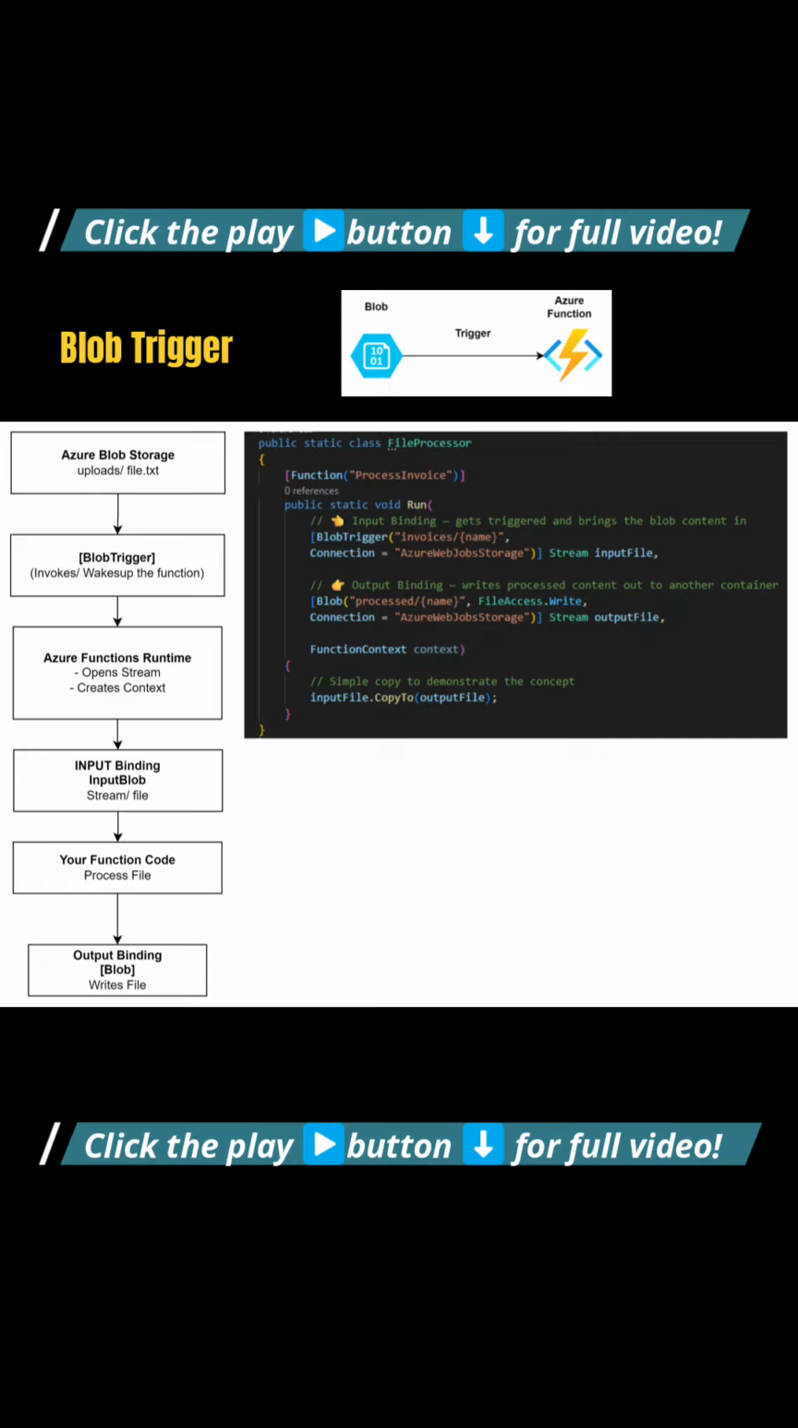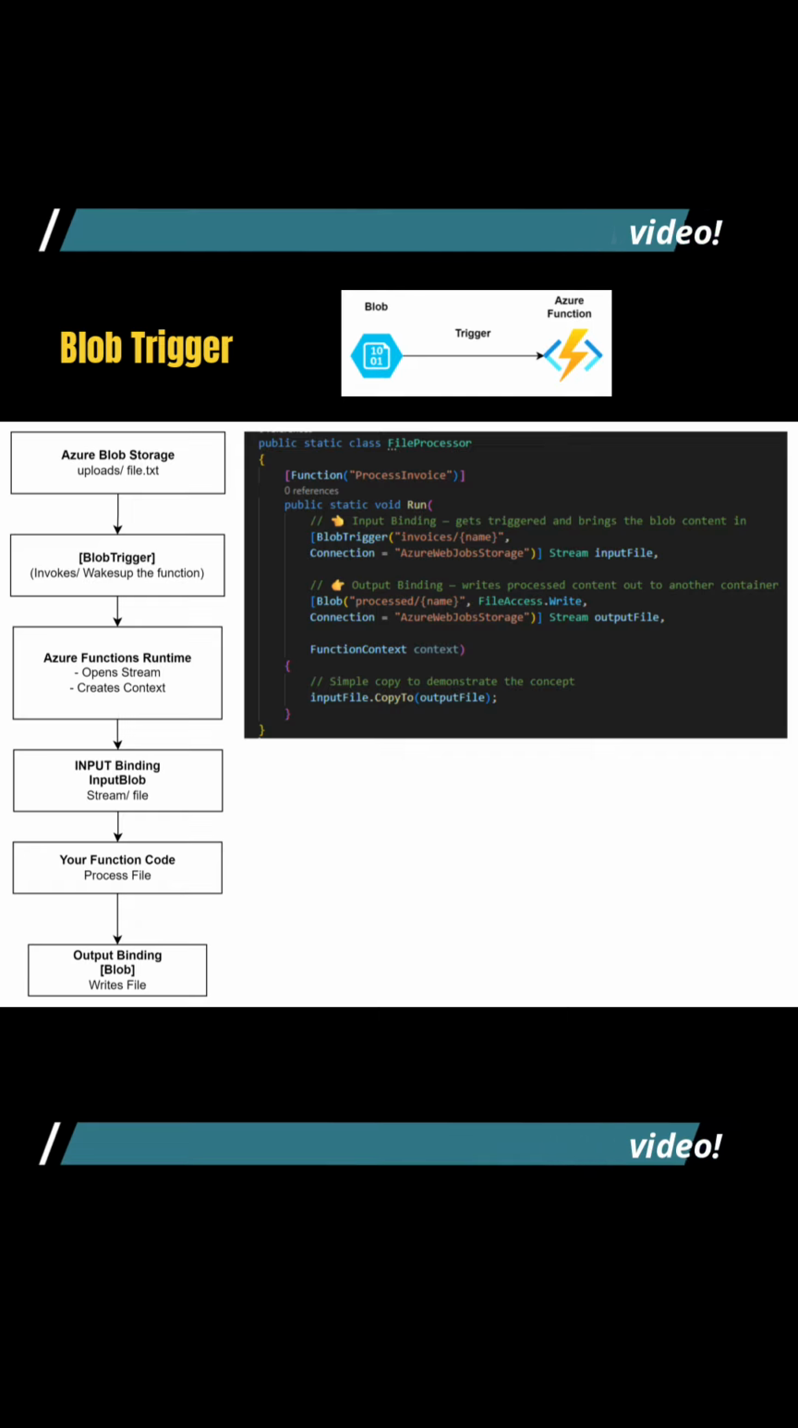The Azure function runtime opens the stream. It reads contents and metadata of the file that's just uploaded onto the specific container of the specific storage account, and it also creates the context. Here you can see the function context. And then the input binding, which is the stream or file, is the input blob. So that's what is being read. The Azure runtime takes care of binding that as well.